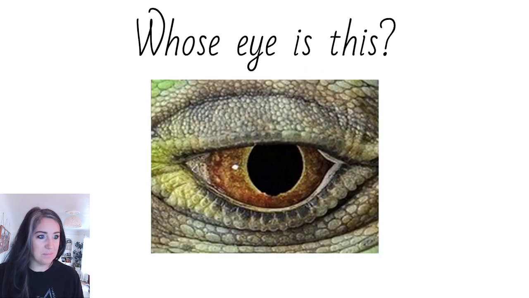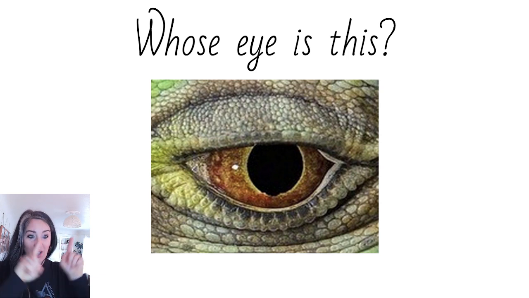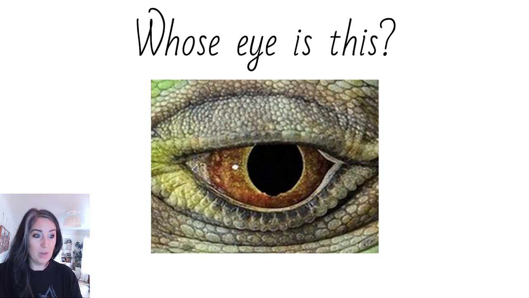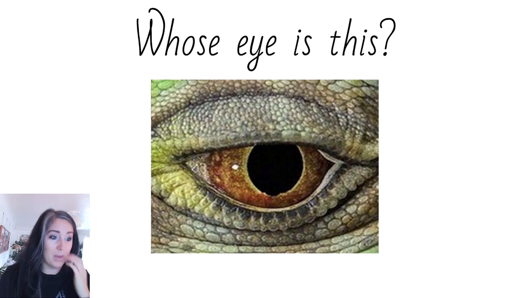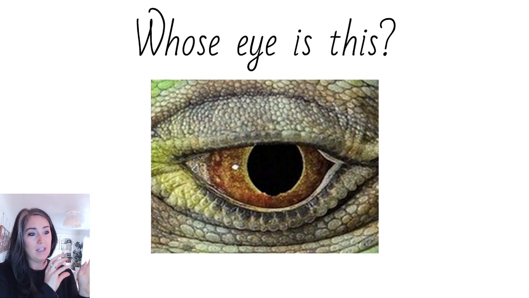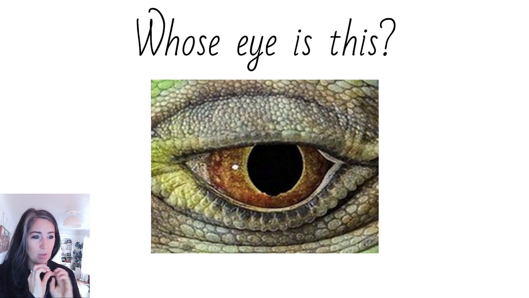Whose eye is this? One thing I love about this eyeball is it reminds me of a solar eclipse. Doesn't it? With that yellow around the rim of the pupil, it looks like the moon's coming in, covering up the sun, there's an eclipse happening. But once again, we can see that gradient going from that yellow in the center to an amber to brown to reddish brown.